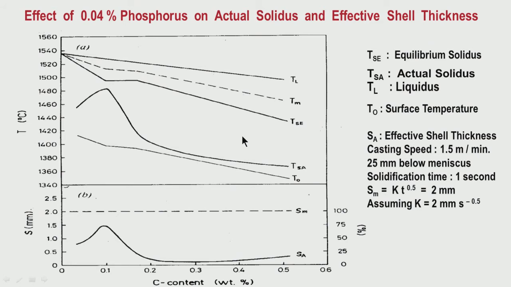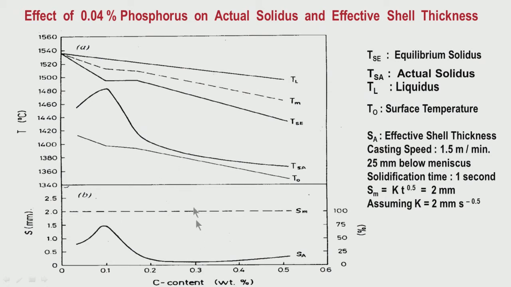Microsegregation depends on the carbon or carbon equivalent in the particular steel grade. If you have 0.1% carbon, that means just at the beginning of the peritectic zone, microsegregation is relatively less and the actual solidus is therefore relatively less depressed, and the difference between liquidus and the actual solidus is relatively less. So the solid shell thickness is quite more. If the solid shell thickness is more, the mushy zone is relatively narrow.